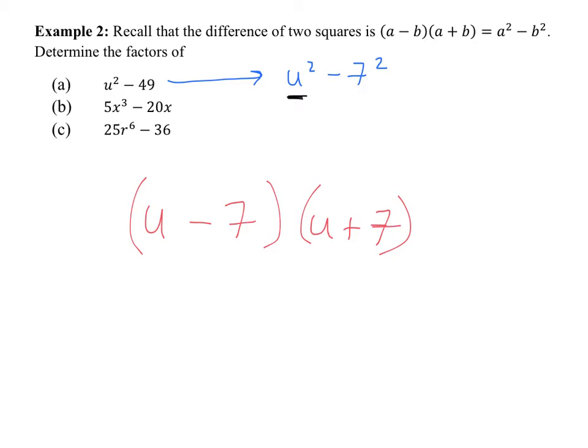Therefore, u is really A, and 7 is really B. We know the formula for the difference of two squares is A plus B, A minus B, or A minus B, A plus B. So this is really A minus B, A plus B, because this is A and this is B. So you're identifying the bases, right? You're identifying the bases by writing them in this exponential form, where it's 7 squared instead of 49. So before I get to option B, how about this one?